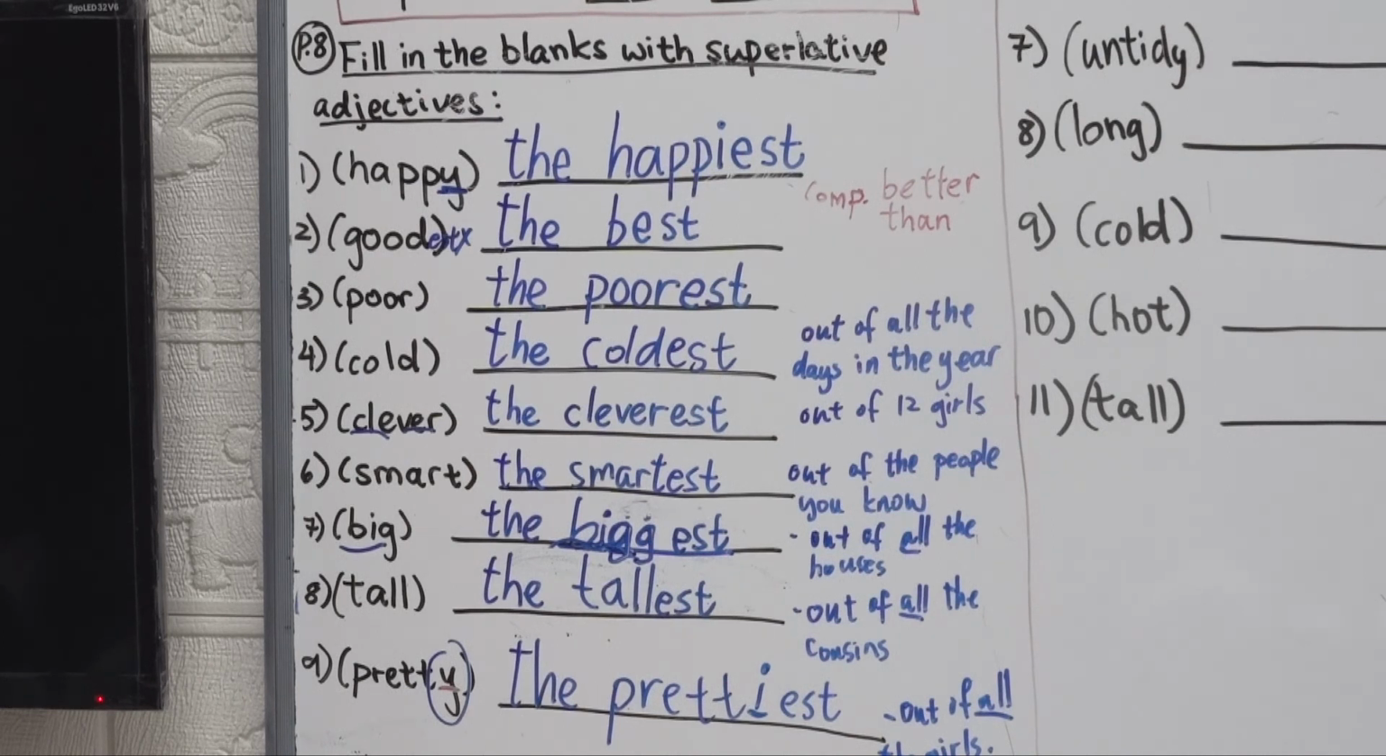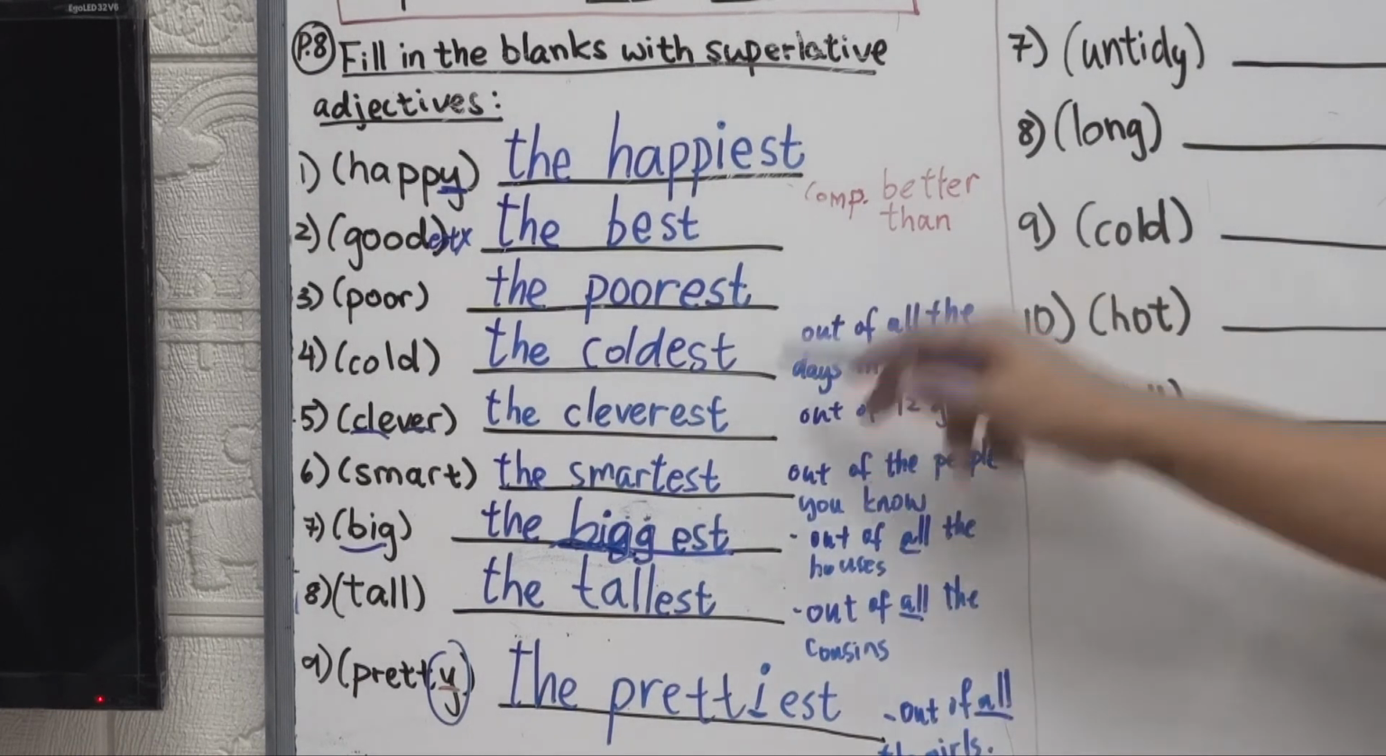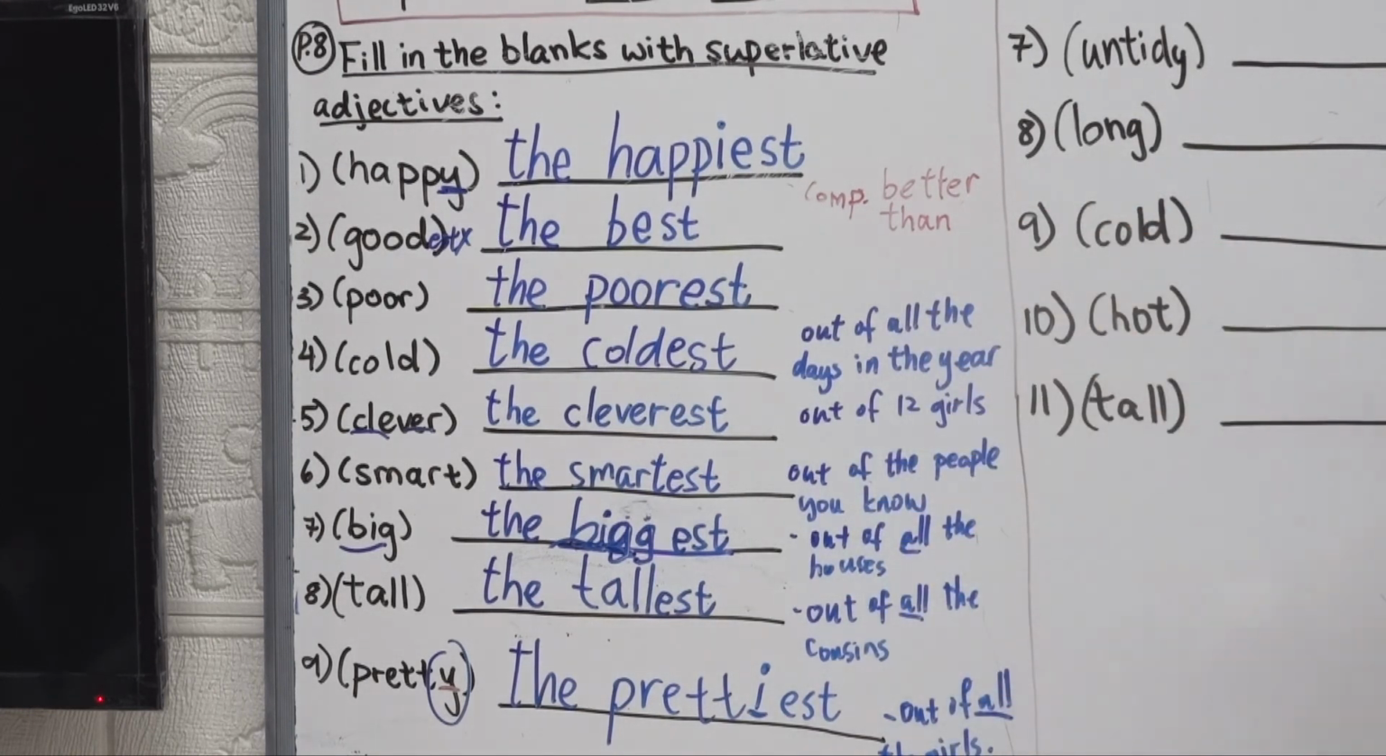Alright, so remember, with superlative adjectives, we can talk about 3 or more things, or also just that one thing out of all the things that we know of the same type, right? Out of all. Okay, so let's move on to page 9, alright?